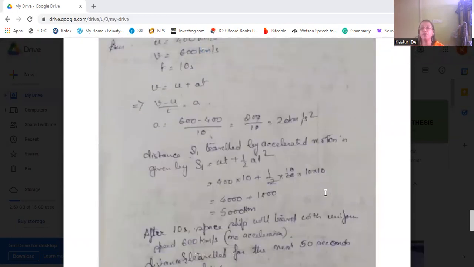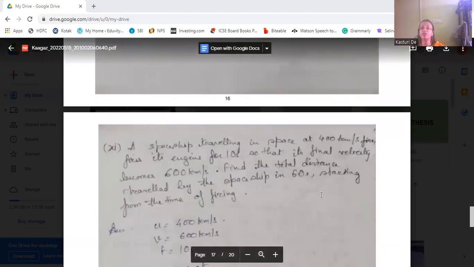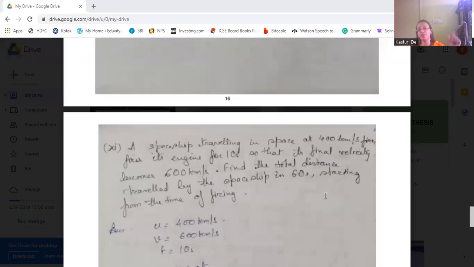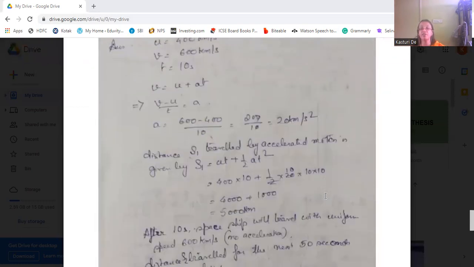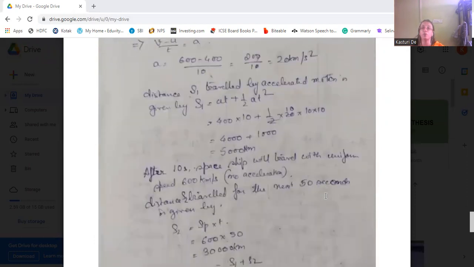Now the distance traveled for the first motion is given by s1 is equal to ut plus half at squared, where t is 10 seconds. We need to find the full distance traveled by the spaceship within 60 seconds, so first we find the first 10 seconds. That is, for the first 10 seconds, s1 is equal to ut plus half at squared, that is 400 into 10 plus half into 20 into 10 squared, that is 5,000 kilometers.